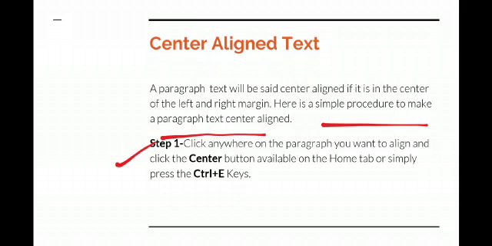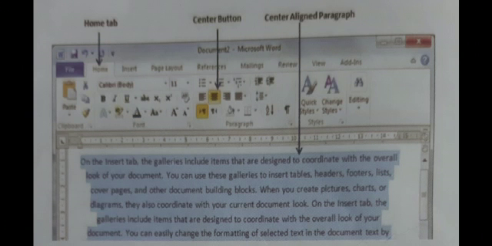Step 1. Click anywhere on the paragraph you want to align and click the Center button, available on the Home tab, or simply press the Ctrl+E keys. You have seen the center aligned paragraph over there. We have seen the center button in the Home tab.